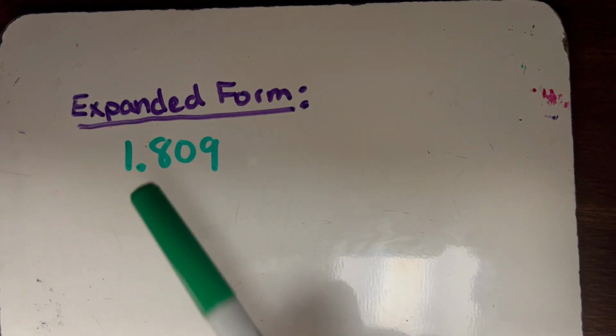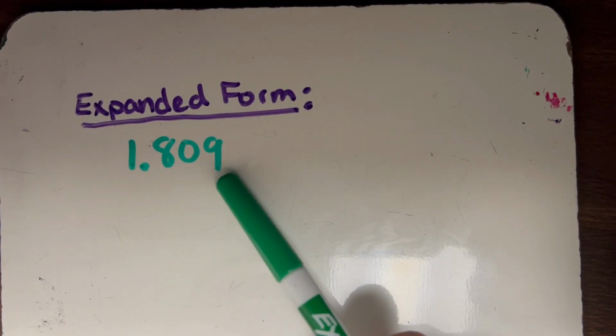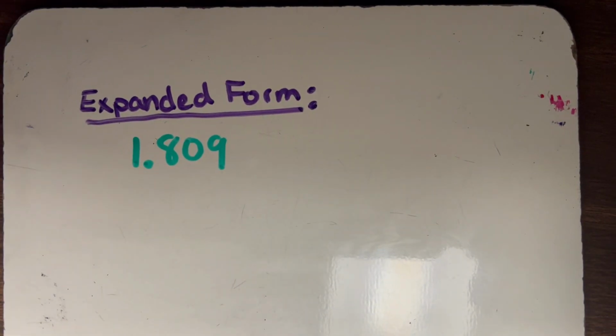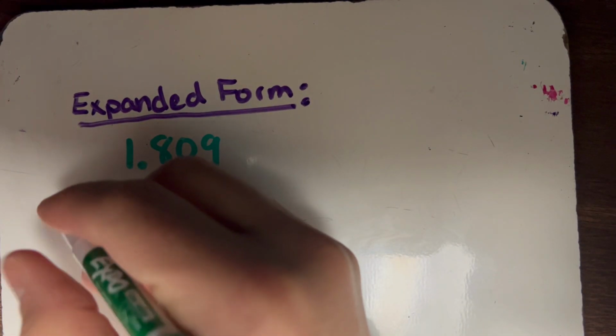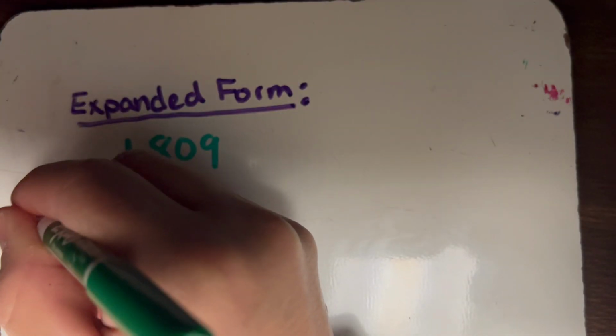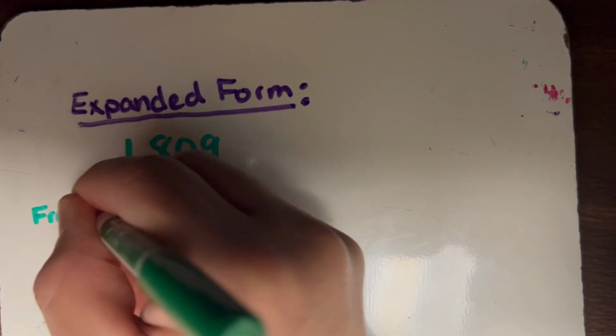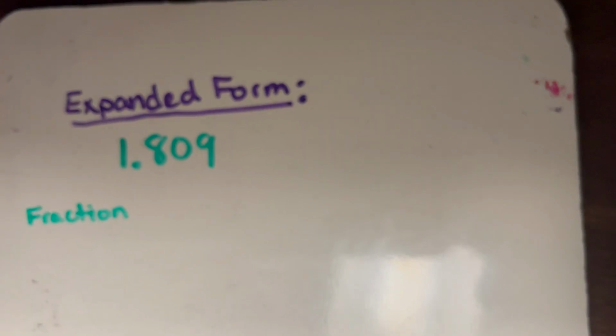1.809, but formally you say 1 and 809 thousandths, because the 9 is in the thousandths. And the first way we're going to write this is what I call the fraction way. So I'm going to show you the fraction way first. So on this side, I'm just going to write the word fraction really quickly. And I like the fraction way.